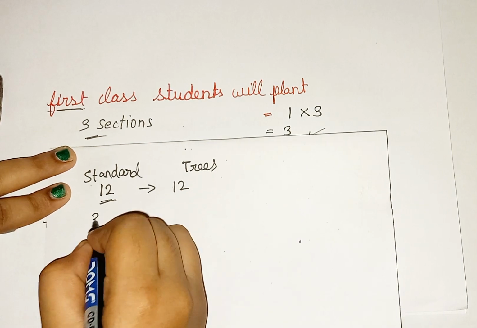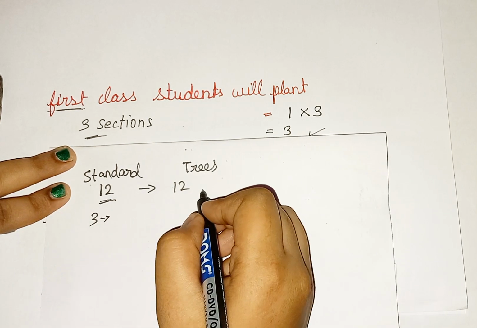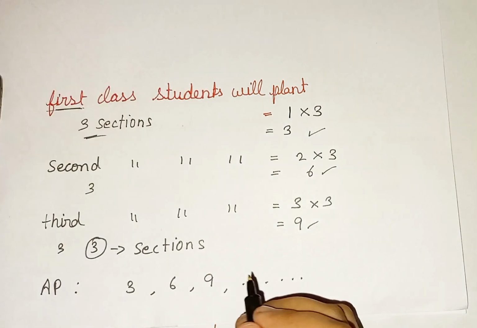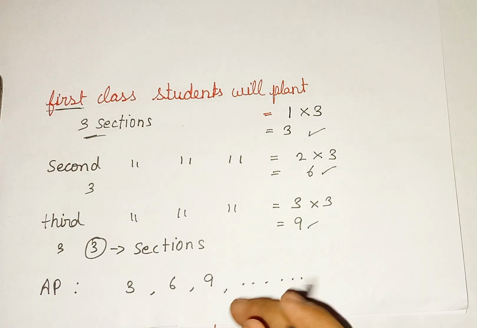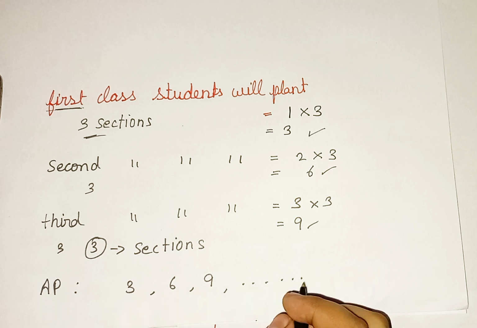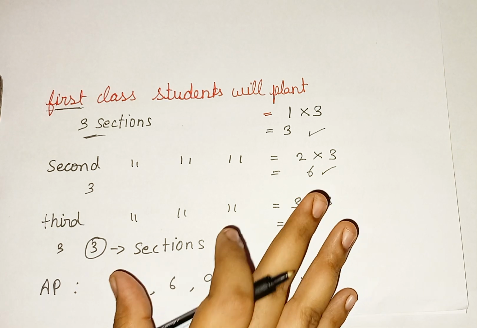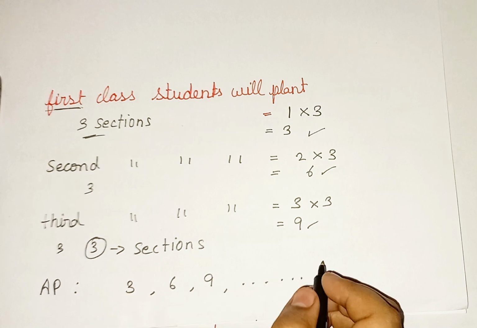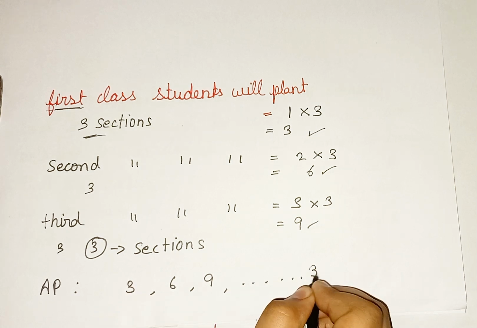And then you guys know in 12th standard also there are 3 sections. So 12 into 3, that is 36. Okay, so you guys know in a school there are from 1st standard to 12th standard. In this question, in this particular school we have classes from 1 to 12. So the last is 36.